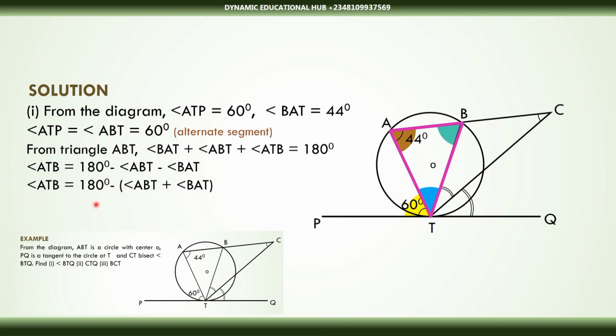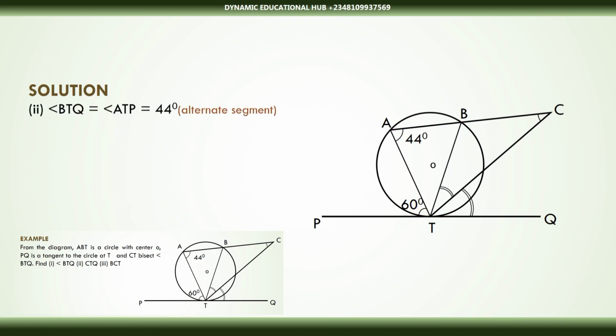So 180 degrees minus ABT plus BAT. When you insert the value, you get 180 degrees minus 60 degrees plus 44 degrees. Doing that, you get 180 degrees minus, what is 60 degrees plus 44 degrees? You get 104 degrees. When you subtract 104 from 180, you get 76 degrees. So we have gotten the value of angle ATB.